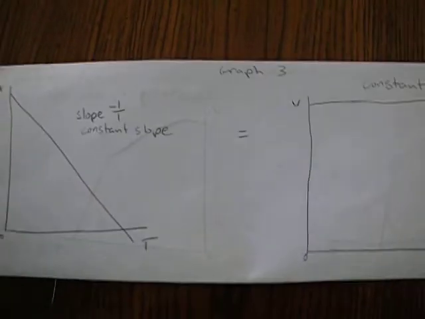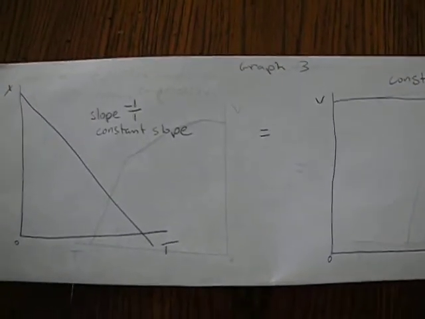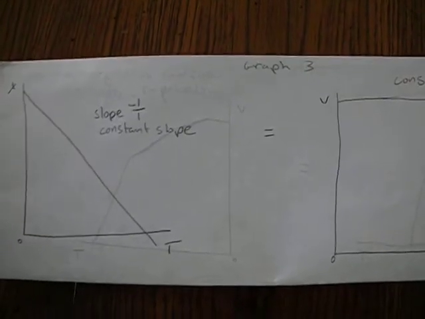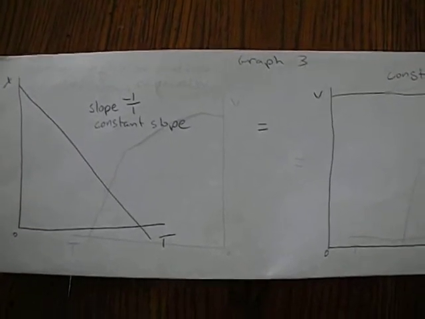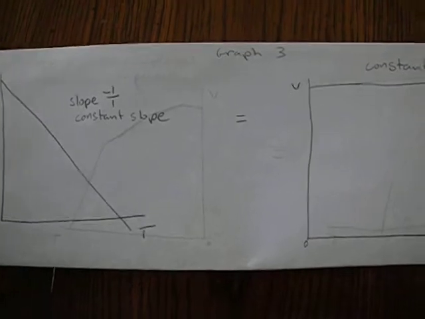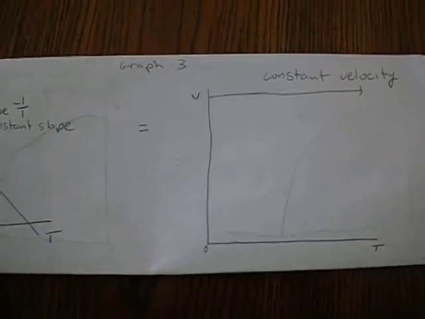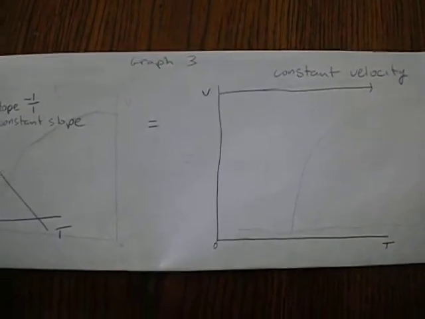Graph 3, position over time is on the left. We have a slope of a -1/1, which is a constant slope, which equates to a constant velocity.